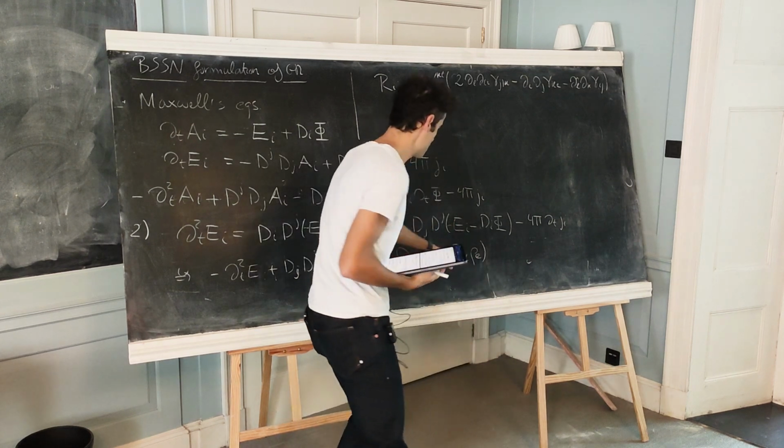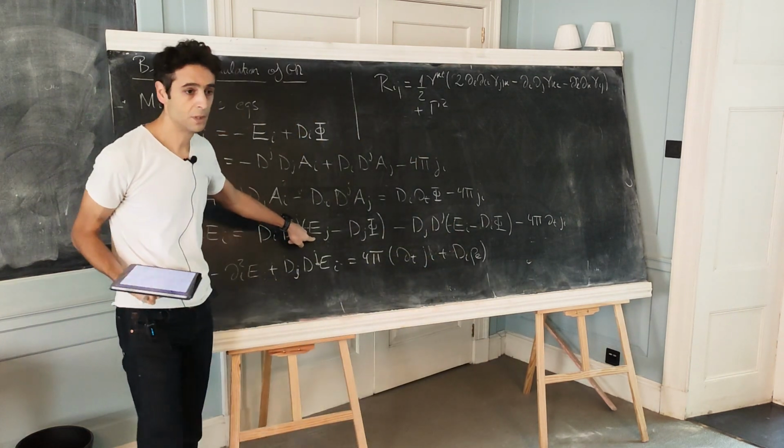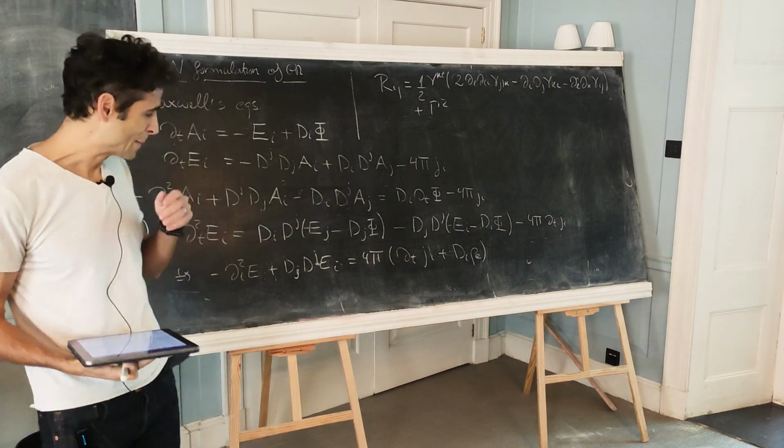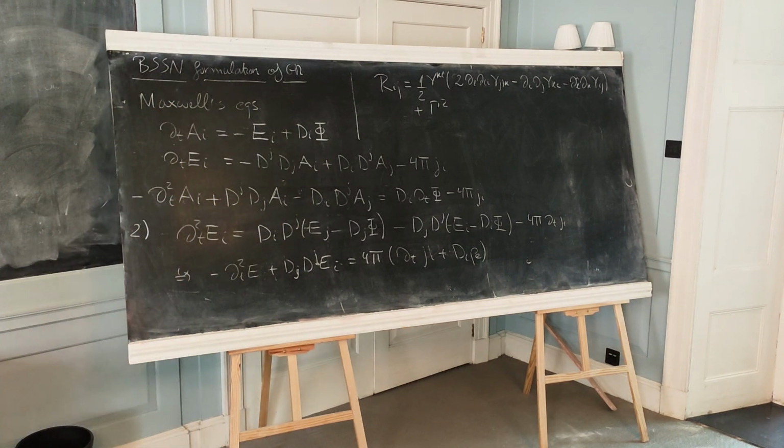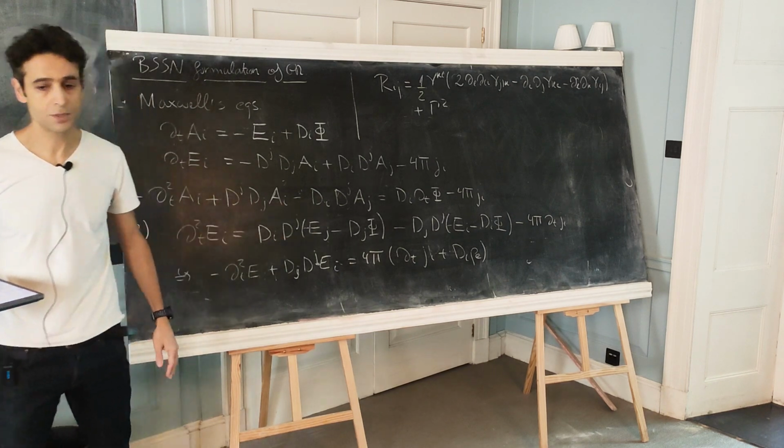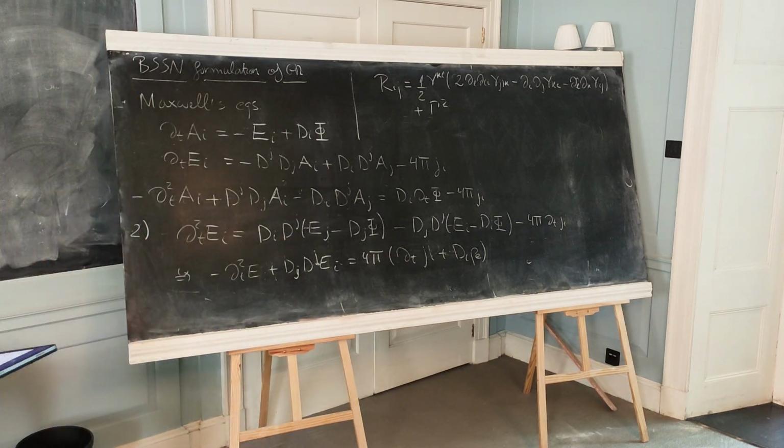Okay, so this term comes from this term using the constraint. So now this is an equation for the gauge invariant quantity, namely the electric field. And this is clearly a wave equation, so that's well posed, and you can just go about and solve it.